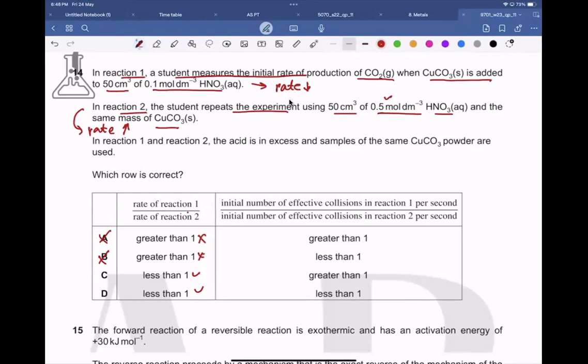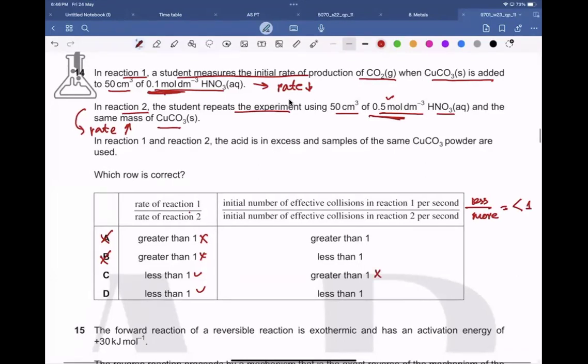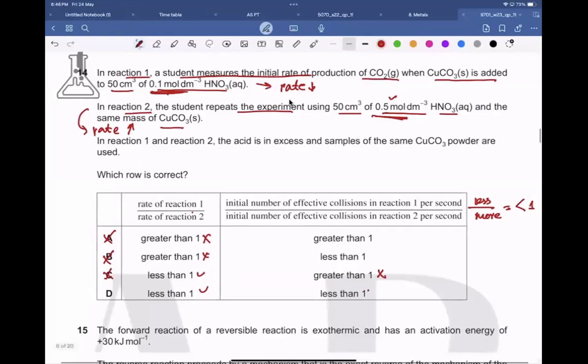Okay. So obviously if in reaction 1 the concentration is lower, right? It's 0.1 and over here it's 0.5. So the initial number of moles would be less in the numerator and the initial number of effective collisions would be more in the denominator. So it is also going to be lesser than 1. So greater than 1 goes wrong. So lesser than 1. So D is the correct answer.